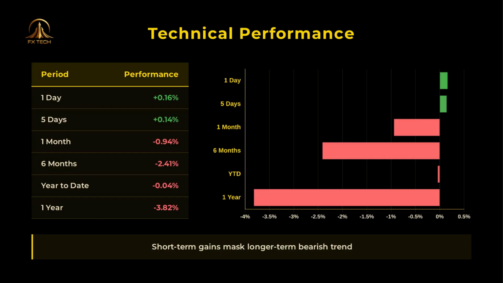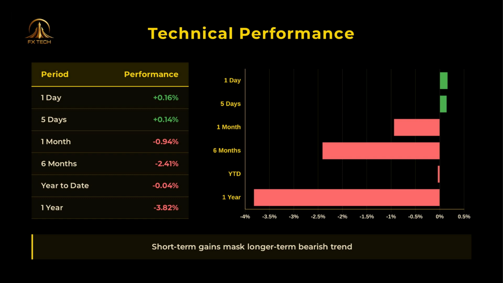Looking at performance across different timeframes reveals an interesting pattern. The very short term shows slight gains, up 0.16% over 1 day and 0.14% over 5 days. However, as we extend the time frame, the bearish trend becomes evident. The pair is down 0.94% over 1 month, 2.41% over 6 months, and 3.82% over the past year. Year-to-date performance stands at negative 0.04%.